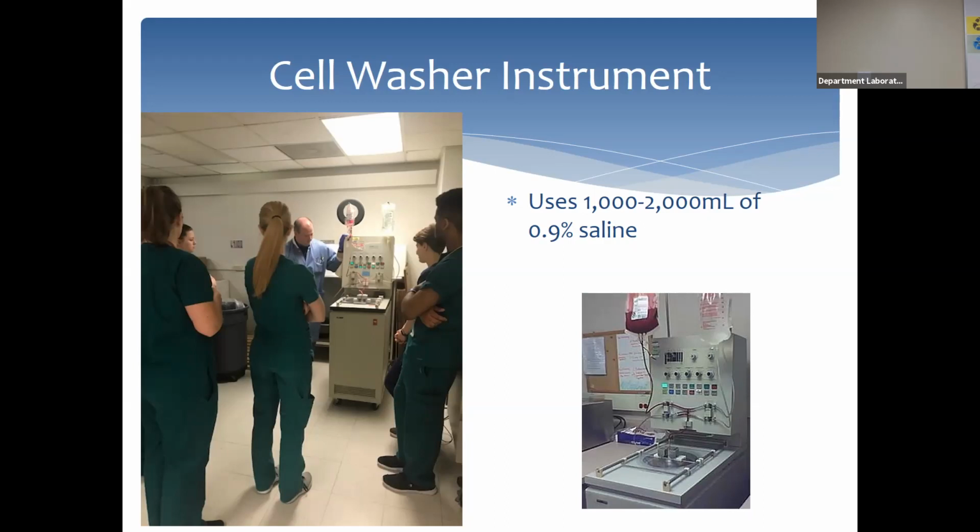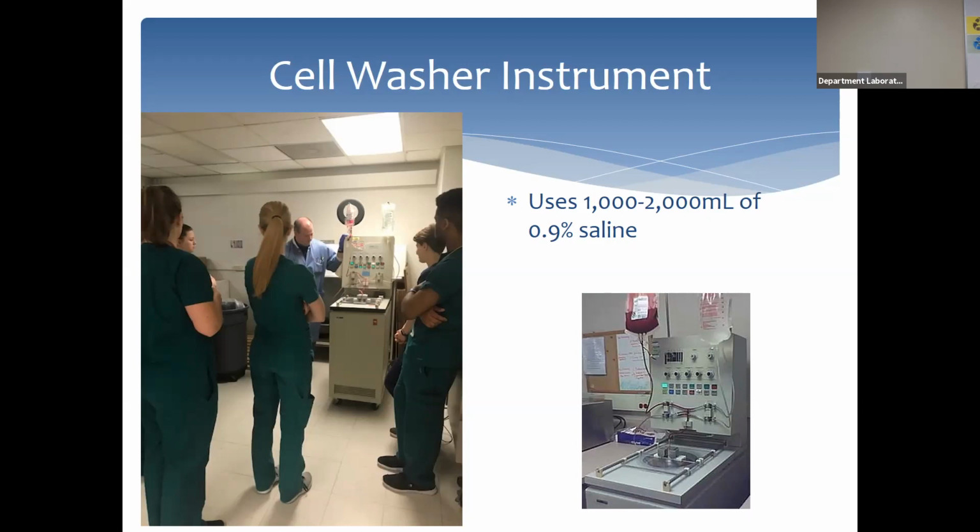There's a waste bag hanging, it must be on this side, you can't see it. And so all of that saline goes into the waste bag, all right? And it'll do that, depending on how many settings you have, it'll do that to use all of the 1,000 or 2,000 mils of saline. And that is a washed unit, okay?